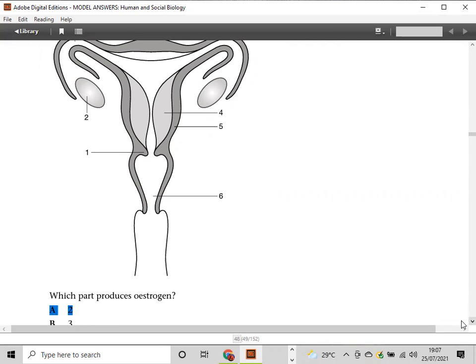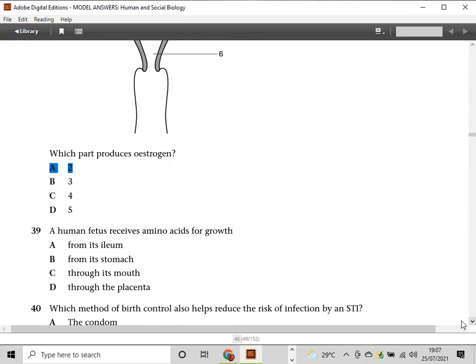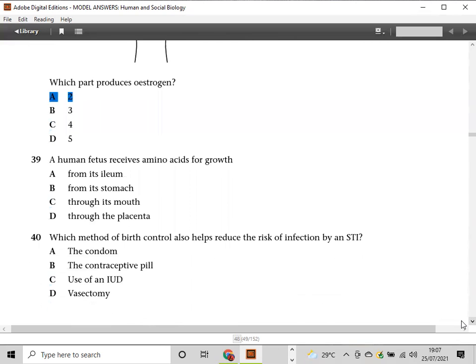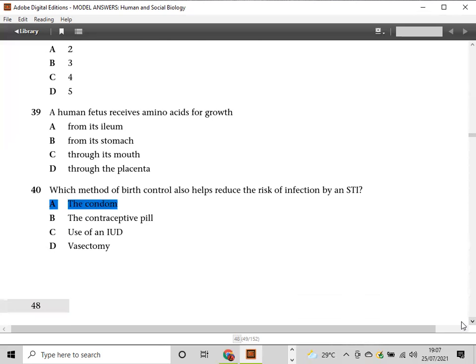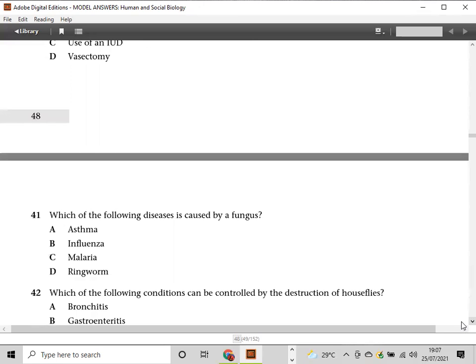Alrighty, guys, you have the answers. It's just to see, it just feels weird to be scrolling. 39 is D. 40 is A. Condom. You guys read through the questions, alright? A very nice gesture. This book, I love it.